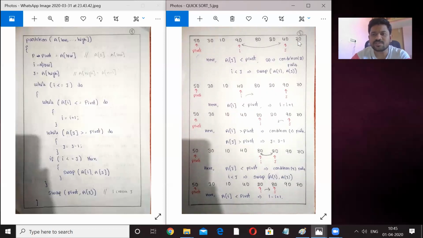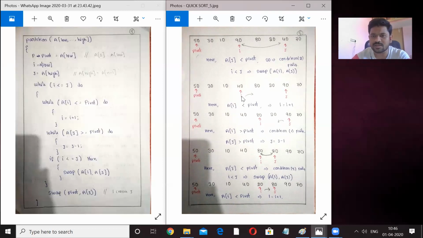Now my j value is 40 and my pivot element is 50. So A of j is less than the pivot element, but the condition is A of j is greater than pivot, so the condition fails. If it fails, I need to check one more condition: if I is less than j. Yes, I is in this location and j is here, so I is less than j. So I need to swap A of I and A of j. By swapping A of I and A of j, the output will be like this.